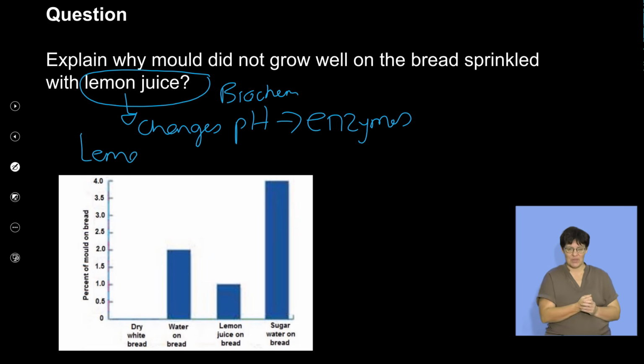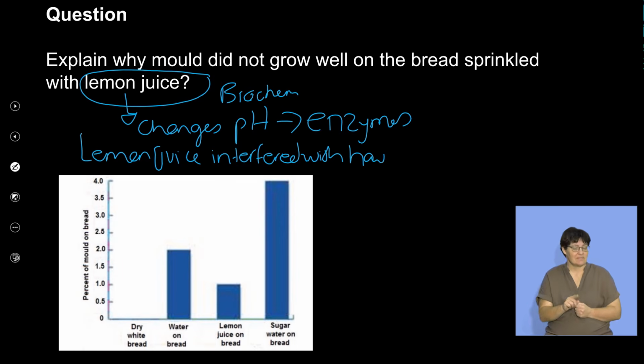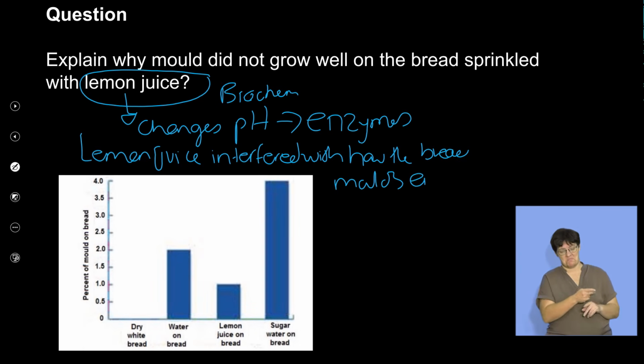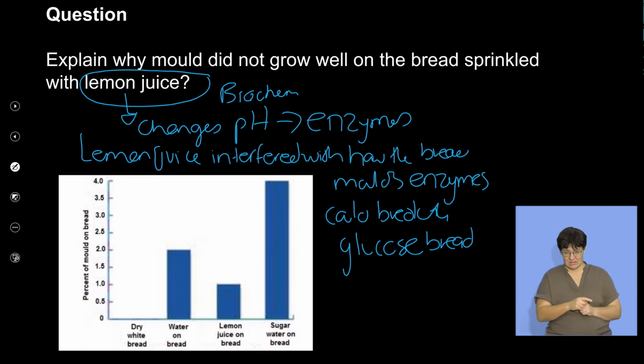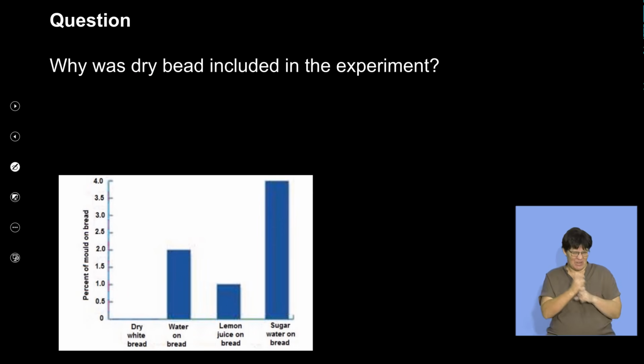The lemon juice interfered, I'm going to use the word interfered, with how the bread mold's enzymes, this is a difficult question, could break down the glucose in the bread. So guys, if the enzyme couldn't break down the glucose, what happened was the mold couldn't grow because it wasn't getting enough food. It's a difficult question. It's a higher order question.